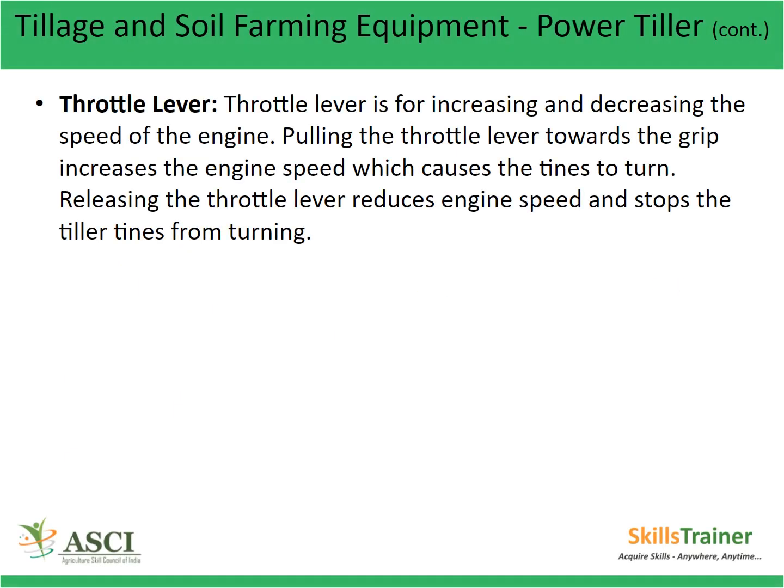Throttle lever. The throttle lever is for increasing and decreasing the speed of the engine. Pulling the throttle lever towards the grip increases the engine speed, which causes the tines to turn. Releasing the throttle lever reduces engine speed and stops the tiller tines from turning.